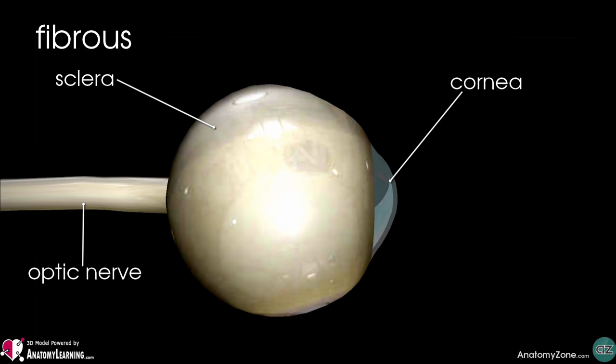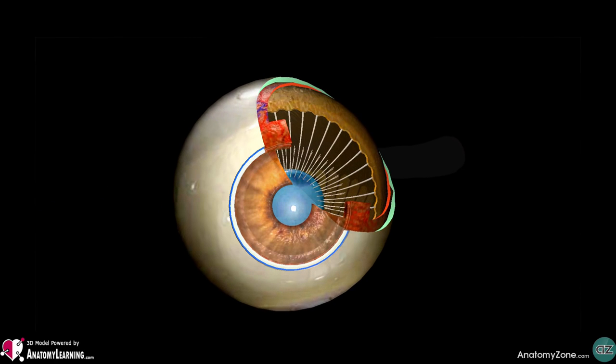The cornea is continuous anteriorly with the sclera, and is transparent and positioned centrally at the front of the eye. Light entering the eye is refracted by the cornea.